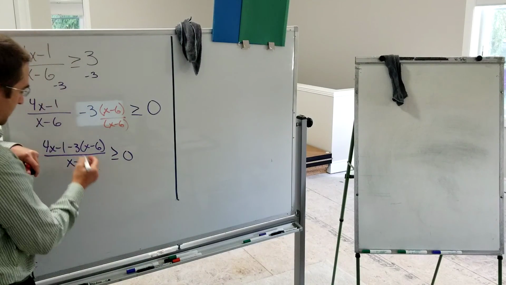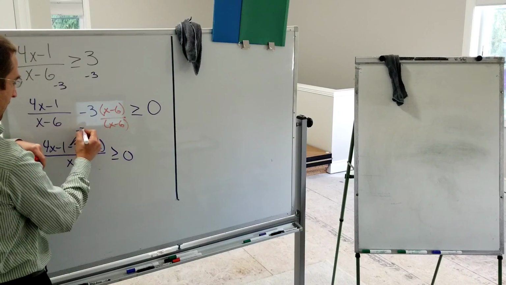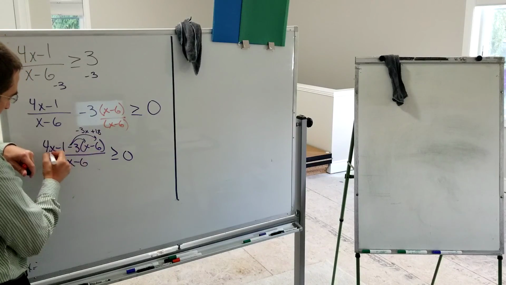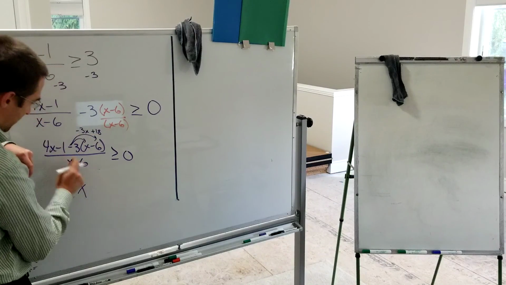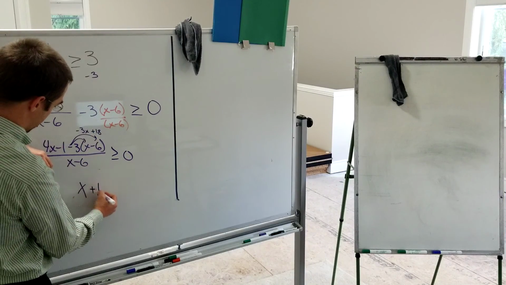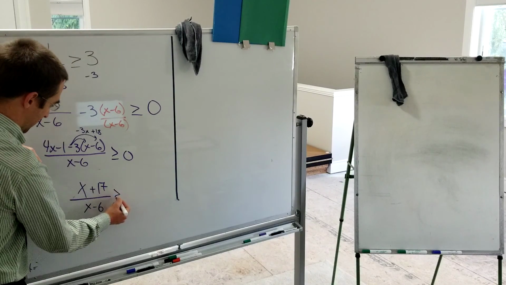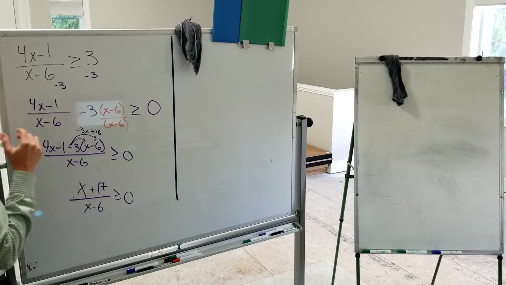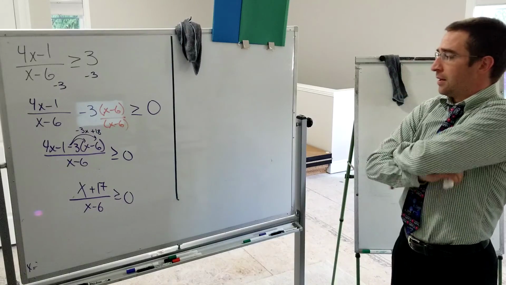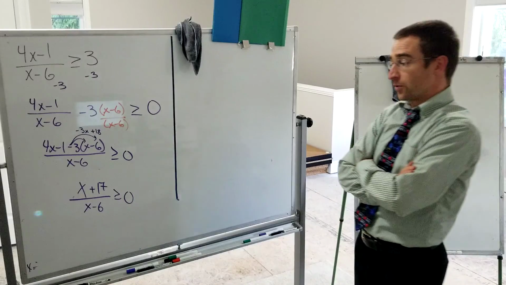So it's greater than or equal to 0. I'm going to distribute that negative 3 now. So that's going to give me negative 3x plus 18. Negative 3x, positive 18. So 4x minus 3x is x. Negative 1 plus 18 is 17. Well, that's a fun number. And then x minus 6 is greater than or equal to 0. Okie dokie. So we've got x plus 17 over x minus 6 is greater than or equal to 0.